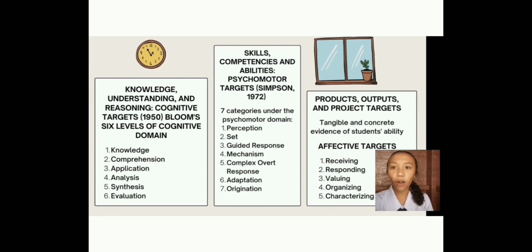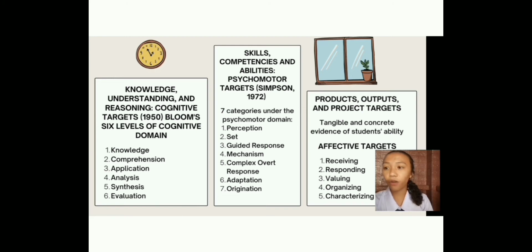And now we'll move on to products, outputs, and project targets. This refers to the tangible and concrete evidence of students' ability. And then we have affective targets. This domain focuses on the manner in which students deal with things emotionally. There are 5 categories listed under this domain.